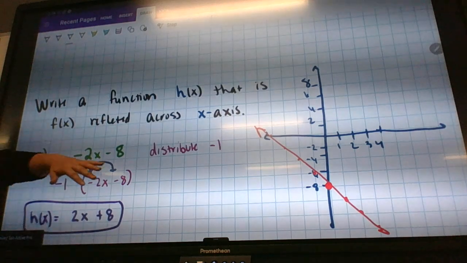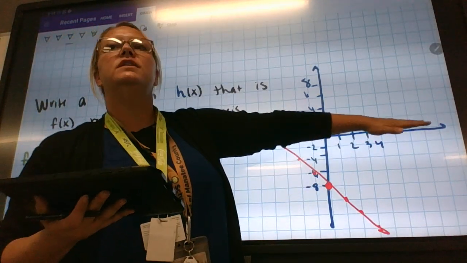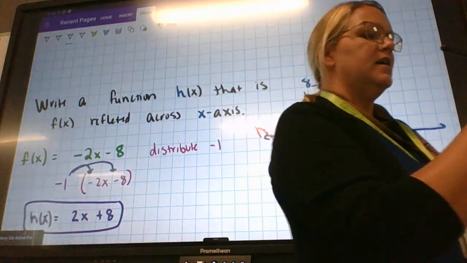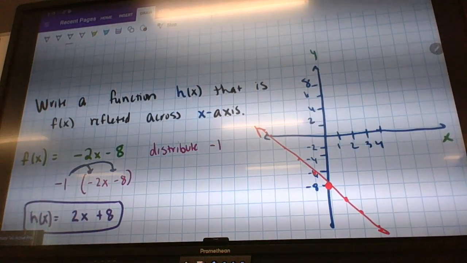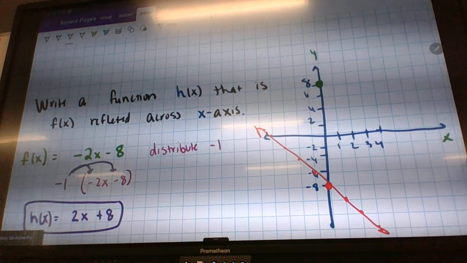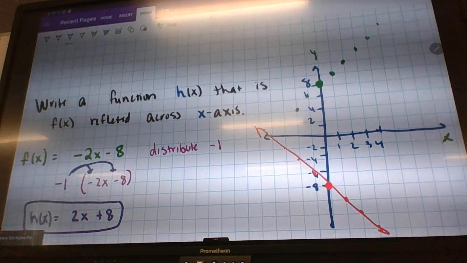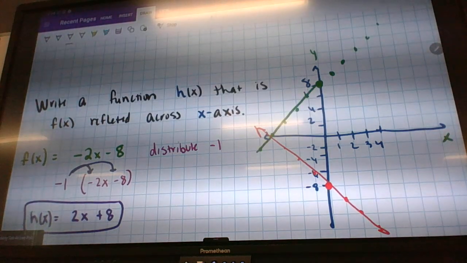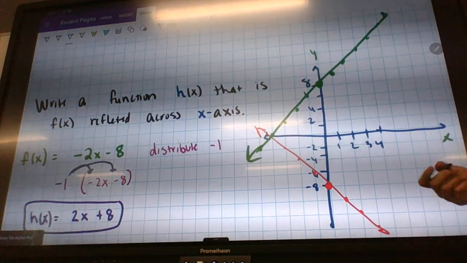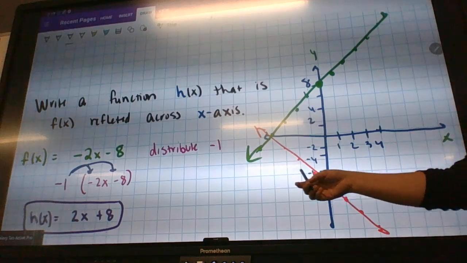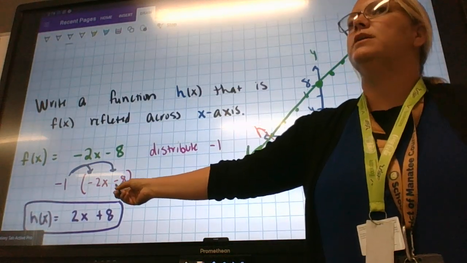So here's the original. If I were to fold this in half along the x-axis, it would be a reflection. Now I'm going to do the new one. It's up at positive 8, and it goes up 2 over 1. It looks like up 1 over 1 because I went by 2. But can you see now that that's a reflection? The way I did that was just by distributing negative 1.